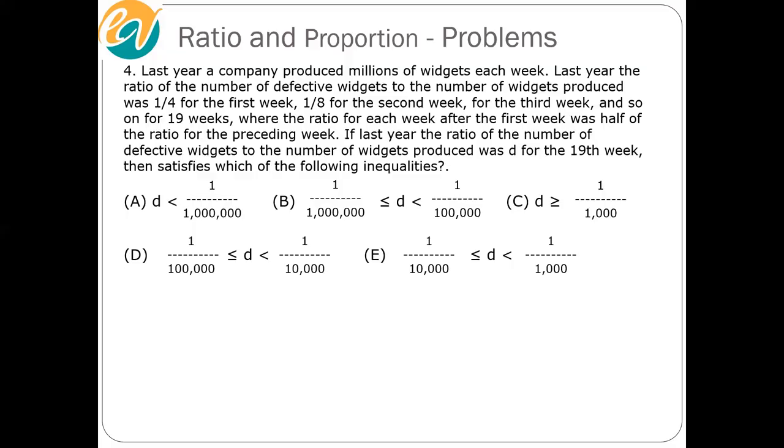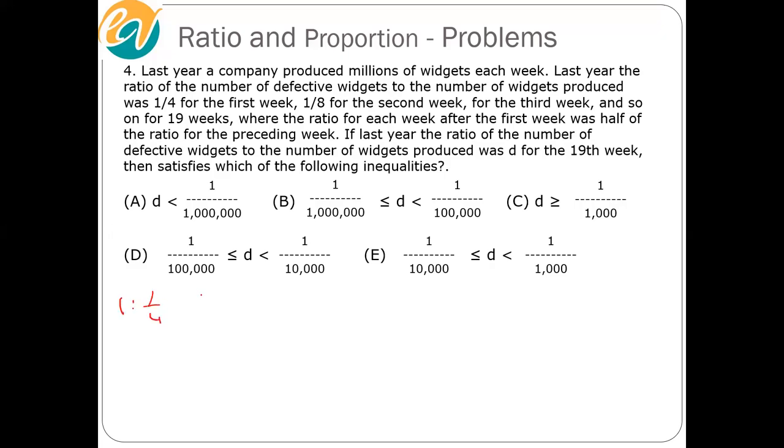for the first week, 1/8 for the second week, for the third week, and so on for 19 weeks, where the ratio for each week after the first week was half of the ratio of the preceding week. All right. So first week, what was the ratio?